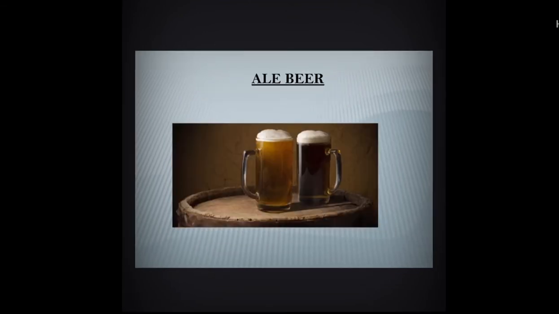Next is the types of beer. There are two types of beer. First is ale. Ale is a top fermented beer, as the yeast settles to the top during fermentation, because ale is a warm temperature beer, 60 to 70 Fahrenheit. That is why ale is a top fermented beer.